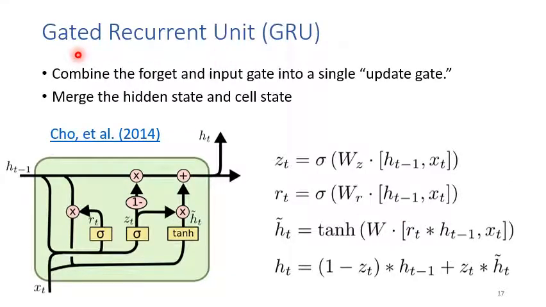One of the most popular variants is the gated recurrent unit, called GRU. GRU was proposed by Cho in 2014. It combines the forget and input gate into a single update gate, and it also merges the hidden state and the cell state, so it again only has one path. GRU is much simpler than the previous LSTM model, but it has similar performance. So many researchers choose to use GRU.